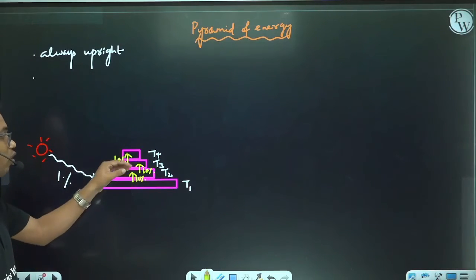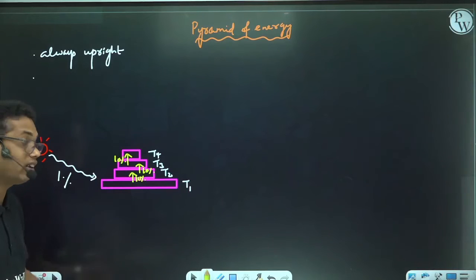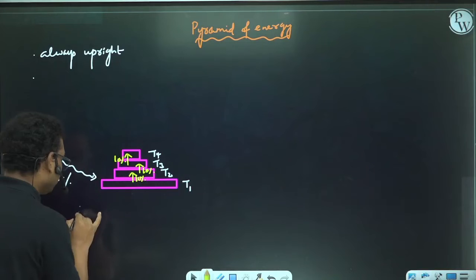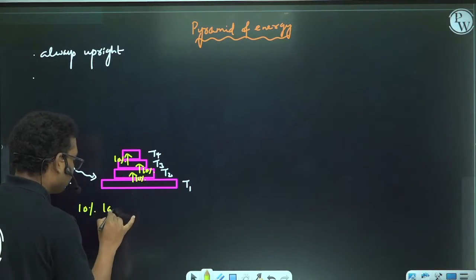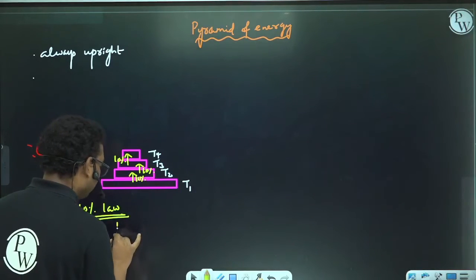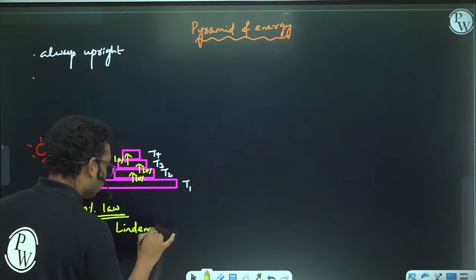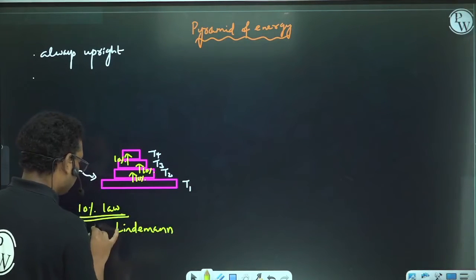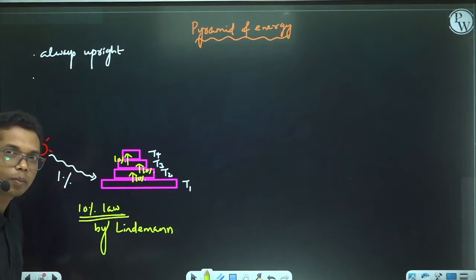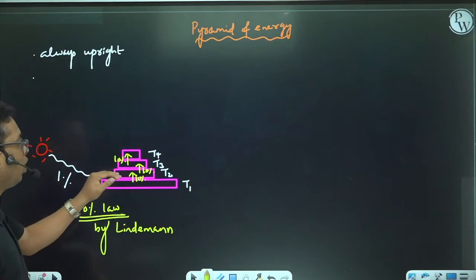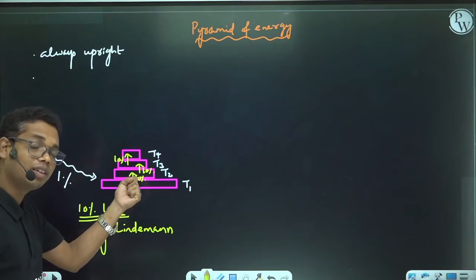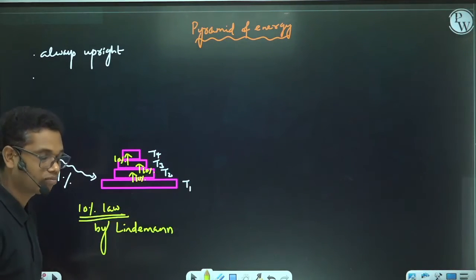That means across different trophic levels, only 10% energy is transferred, and this is called the 10% law, which was given by Lindemann. Okay, this is very, very important. This is 1% and this is 10%. That means when we move from lower trophic level to higher trophic level, the amount of energy present in that trophic level will keep on decreasing.